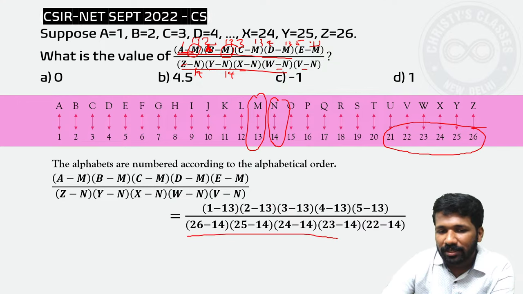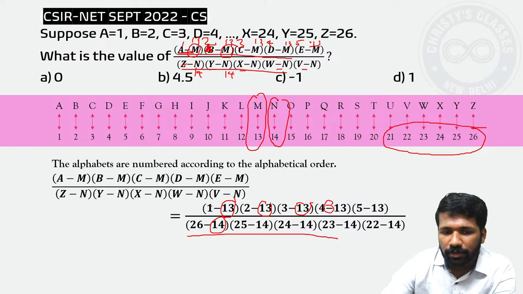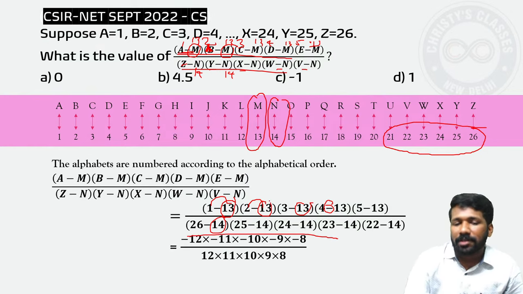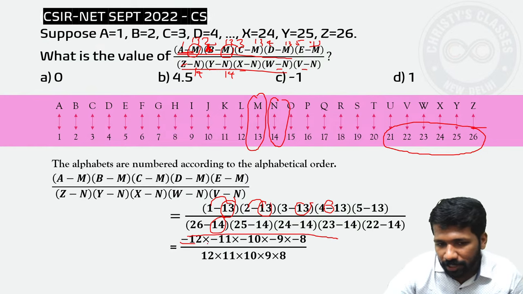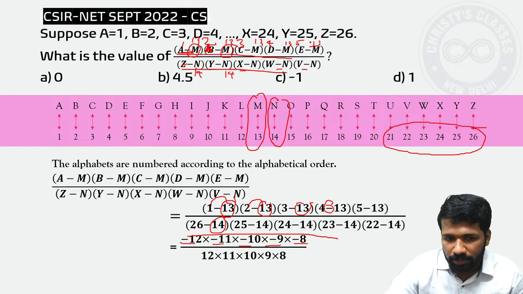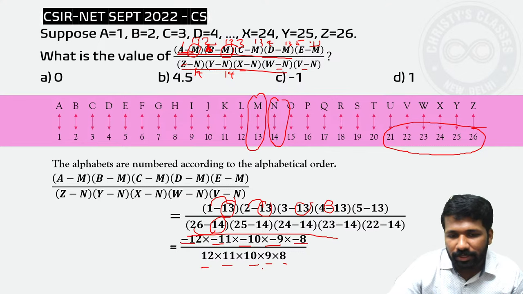When you substitute, you will get it like this. The improvisation you can do is: 13 is common, 14 is common. So you just have to think 1 minus 13, 2 minus 13, the difference will be just 1. That way you can subtract faster. When you get this as minus 12, you can say then minus 11, minus 10, minus 9, minus 8 follows. Similarly, 26 minus 14 is 12, then 11, 10, 9, 8 follows.